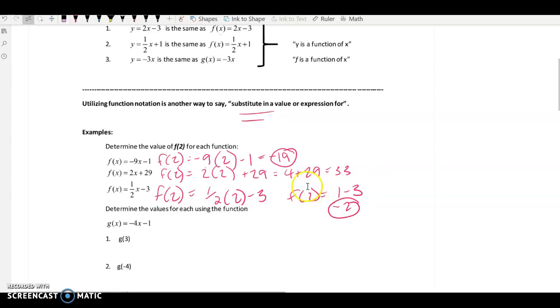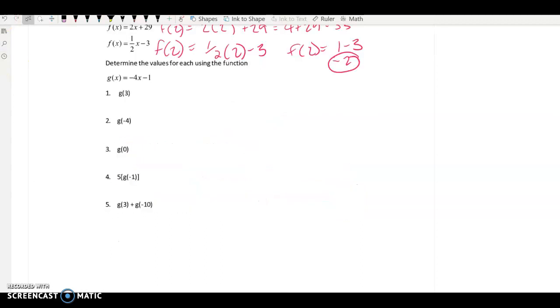So really what I'm doing is just taking this value in parentheses and plugging it into the equation to figure out more information about the function. For this next problem, it says determine the values for each using the function. So they gave us g of x equals negative 4x minus 1. What they want me to do is plug this value in wherever I see an x. So that means g of 3, if I were to plug 3 into this function, I would get negative 4 times 3 minus 1. So g of 3 would have to equal negative 13, because negative 4 times 3 is negative 12. Negative 12 minus 1 is negative 13.